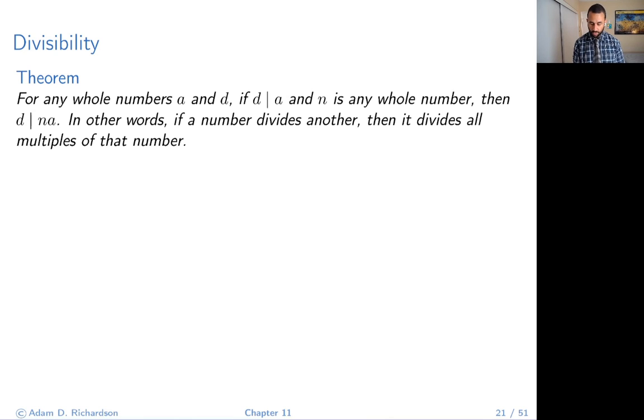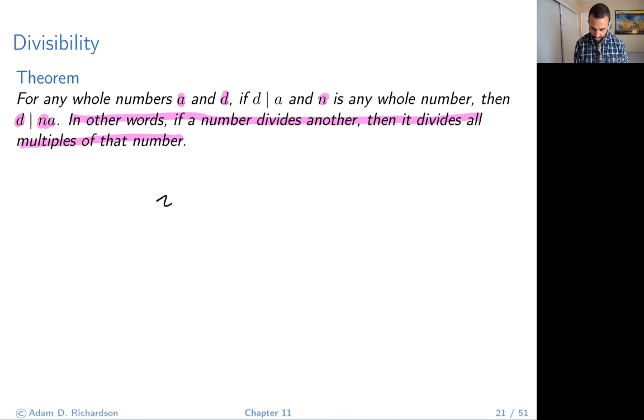It says for any whole numbers a and d, if d divides a, and n is any other whole number, then d divides n times a. But more intuitively, I would say it says this. In other words, if a number divides another, then it divides all multiples of that number. That's a critical thing to know, because what it's saying is that if you know some number divides another, then it has to divide any multiple of that number.